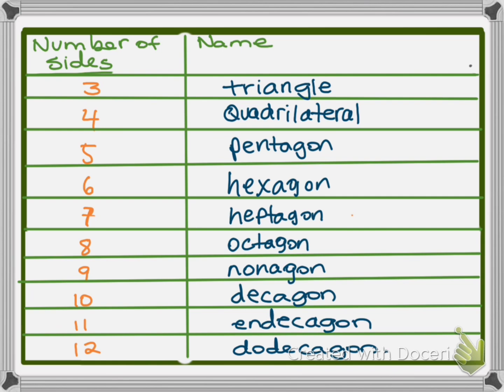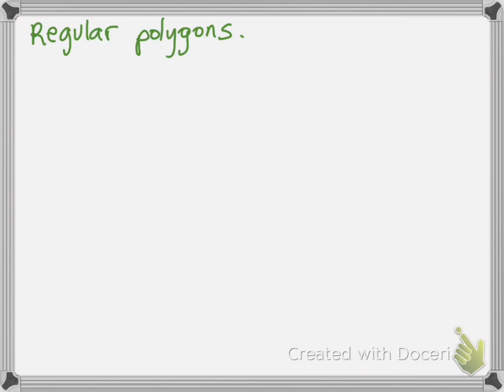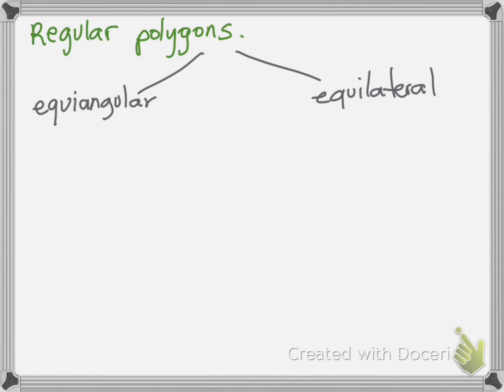Now we have something that is called regular polygons. What are regular polygons? Do you remember? Regular polygons have two characteristics. They are equiangular, as you can see in the word. Equi means equal, so it's equal angles, and here is equal sides.